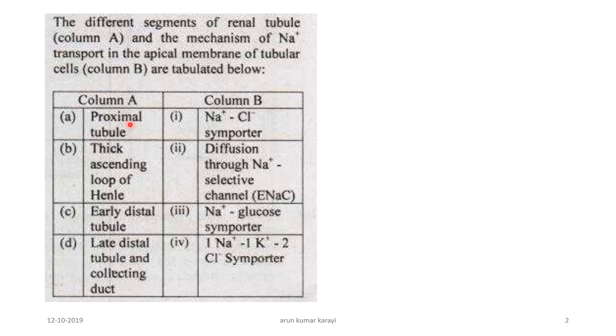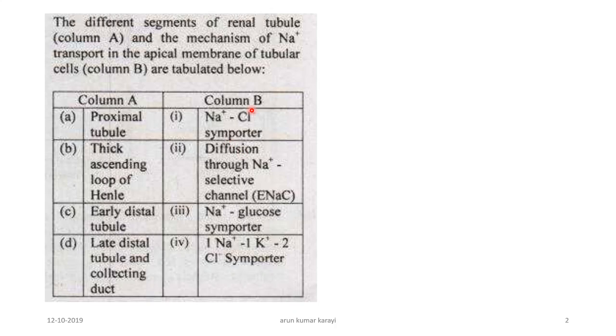Here you can see that there are different sites given. One is the proximal tubule, thick ascending loop of Henle, early distal tubule, and late distal tubule and collecting duct. Now you have to match these with wherever these are present. The different segments of the renal tubule and the mechanism of sodium ion transport in the apical membrane of tubular cells are tabulated below.